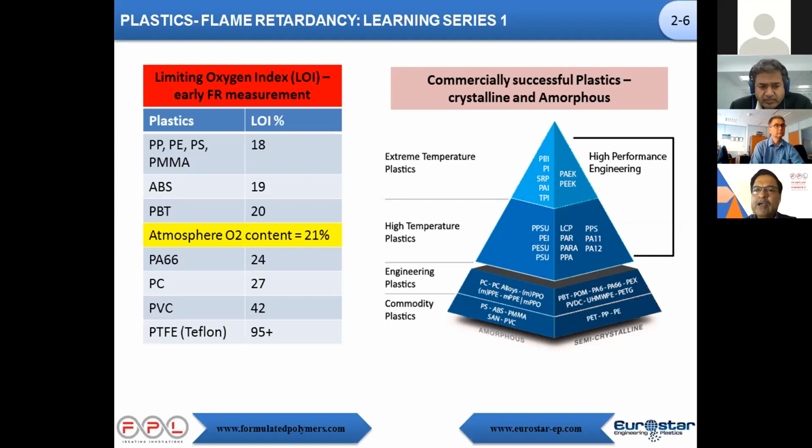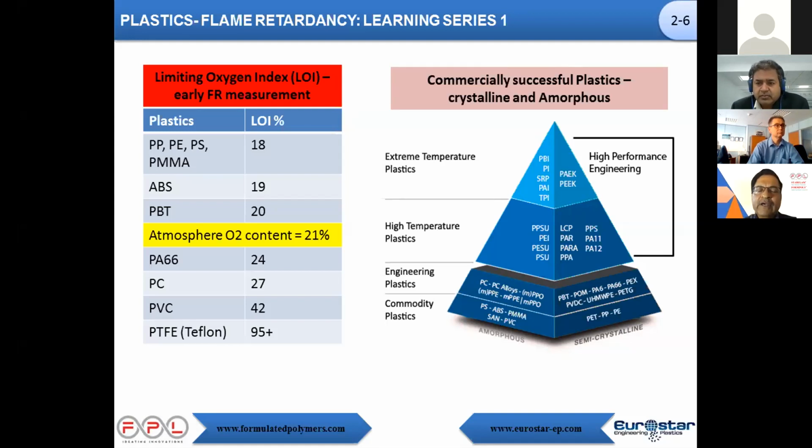For example, polyamide, which is 24%. So it requires 24% oxygen to catch fire. Whereas we have only 21% in the atmosphere, so it doesn't support the flame. Polycarbonate is 27, and to know the strength of PVC, I'm just showing the number, which is 42. And PTFE, I'm sure all of you are aware that in our frying pans and other things, we are coating with PTFE today, which has got a 95% oxygen requirement to catch fire.